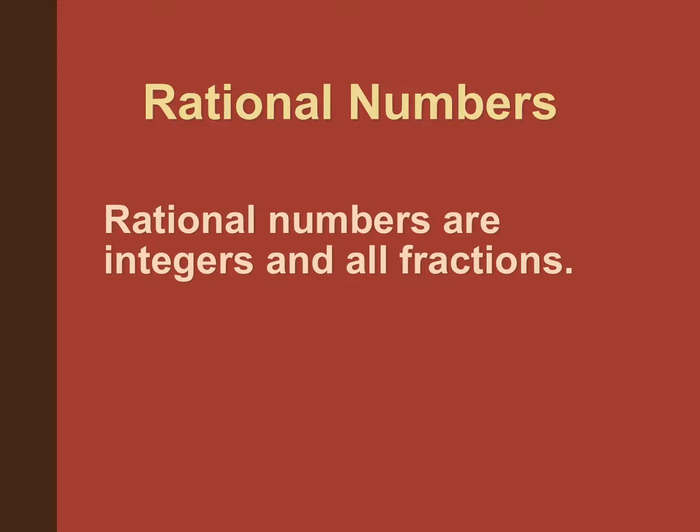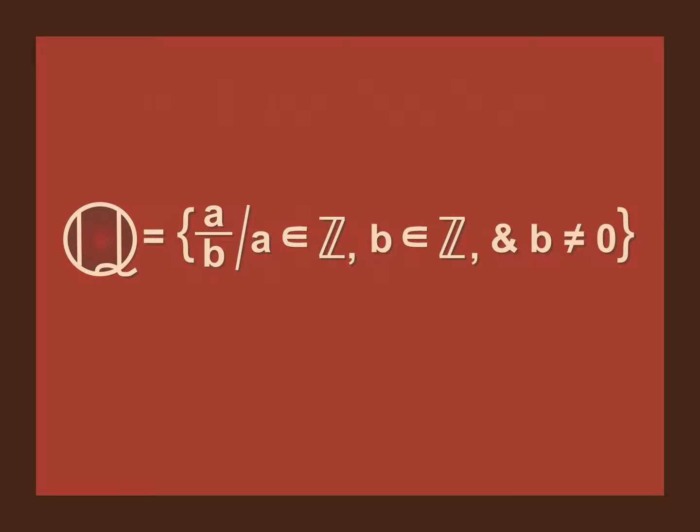Then we have our next set of numbers, which are rational numbers. Our rational numbers are all of our integers and fractions. The symbol for rational numbers is Q, but it's not quite a Q because it has double lines in it.